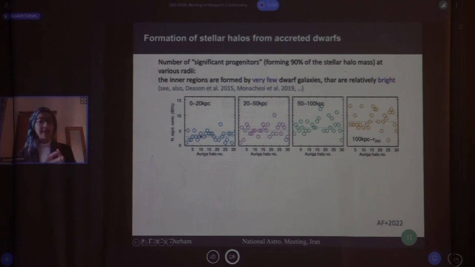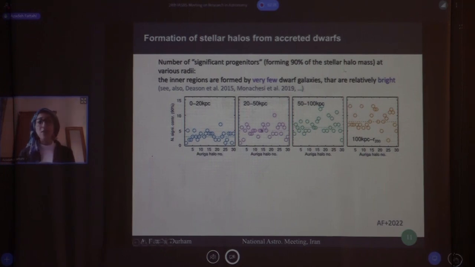This has also been shown in some other works that I'm citing here, from Beast et al. and Monachesi, that the inner regions of halos are expected to form from few progenitors. Halos, by the way, unless I say dark matter, when I say halos, I'm talking about the stellar halos. The inner regions of stellar halos are formed by very few dwarf galaxies. Very few dwarf galaxies is enough to form the inner regions.